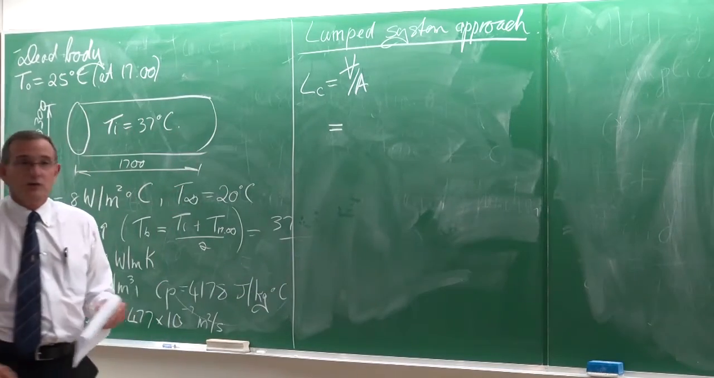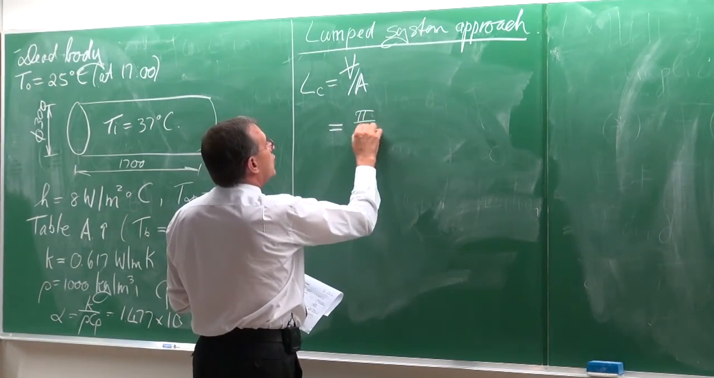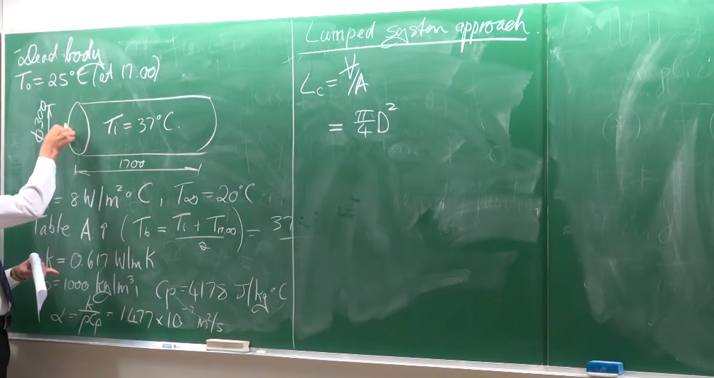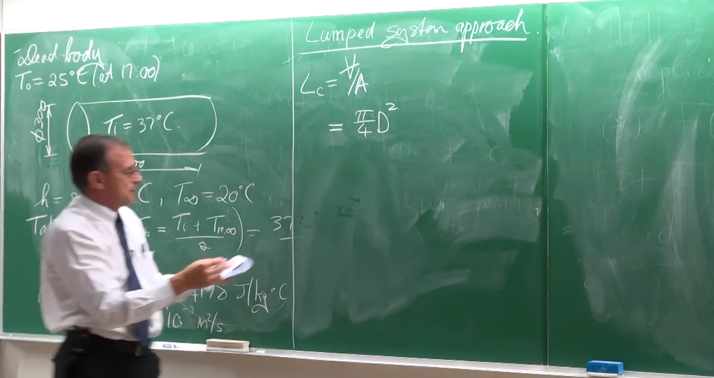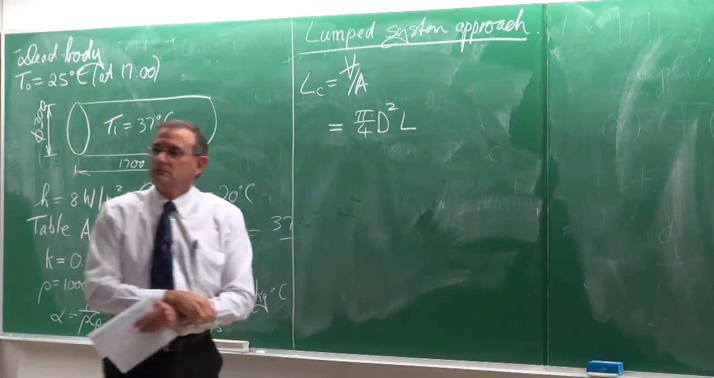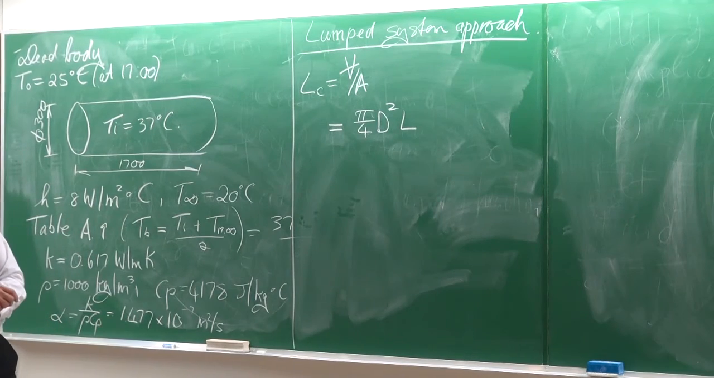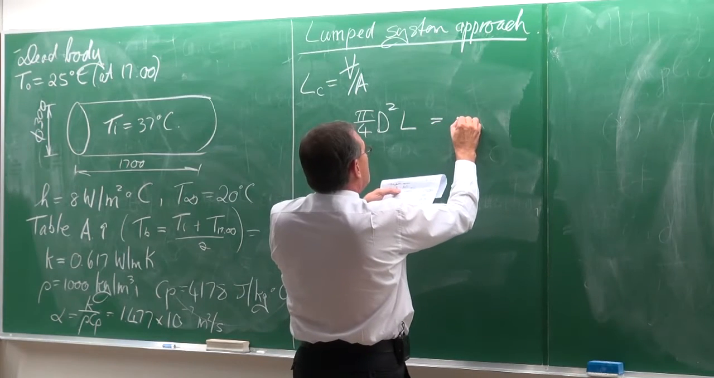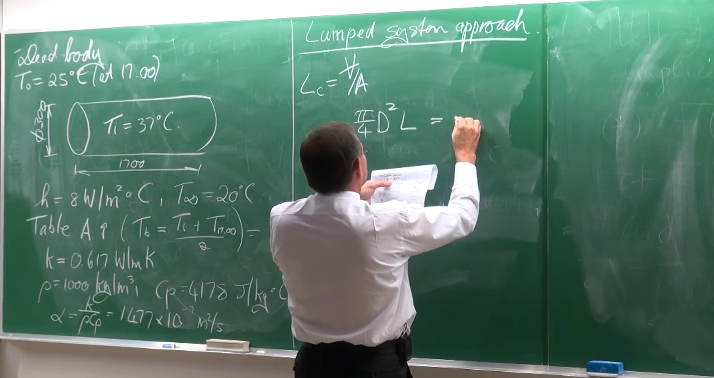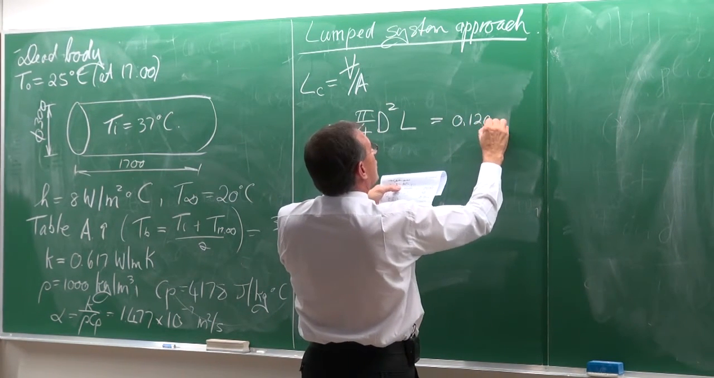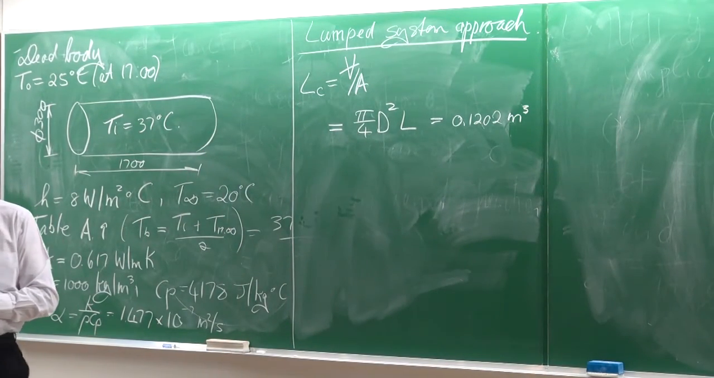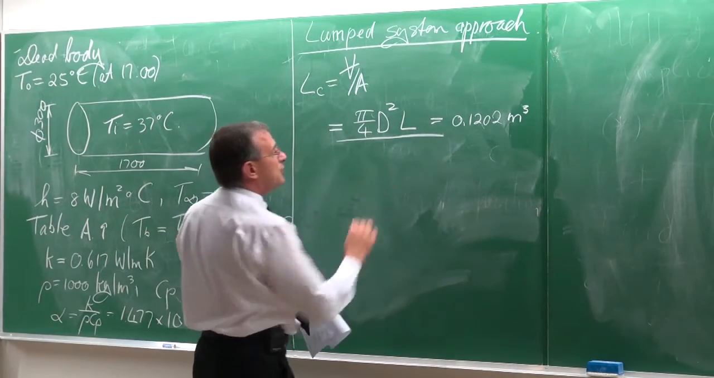The volume of the body would be equal to pi divided by 4 d squared, which is this area multiplied by the length of the body. You agree? And if you do the substitution of that value, it would be equal to 0.1202 cubic meters, divided by the surface area of the body.